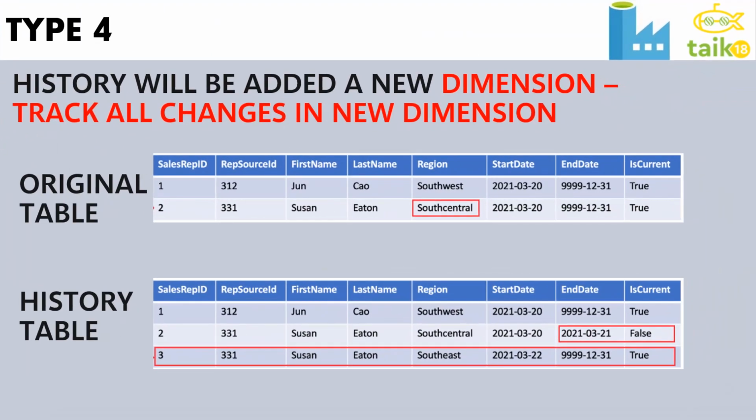Now type 4. In type 4, history will be added as a new dimension itself, which tracks all the changes in the new dimension. This is similar to what we saw earlier. The original table is this one, South West and South Central. When there is a change in the value, we record the change in a new table itself. If you see this one, the original table and the history table are maintained separately, so that we can keep track of all the values here.